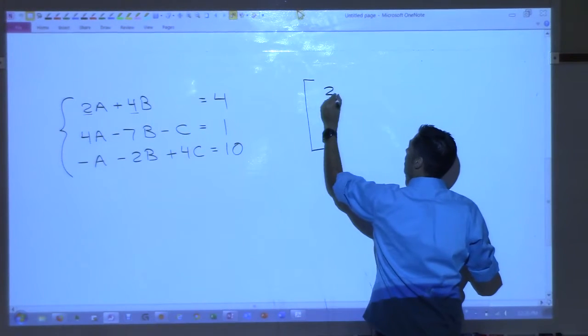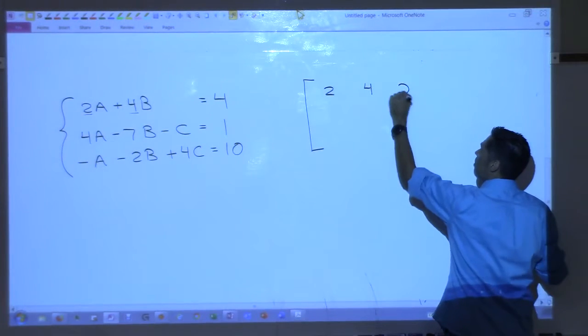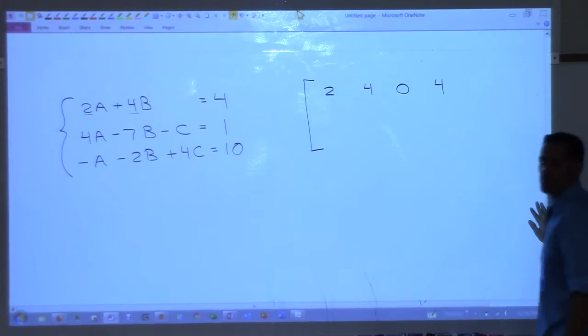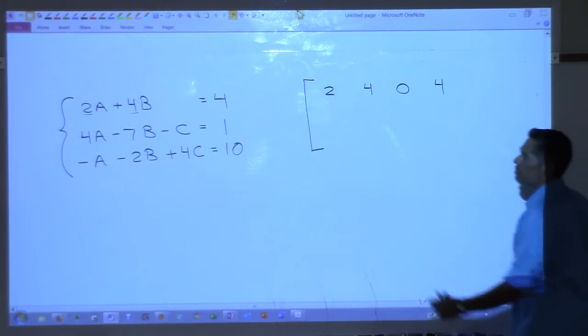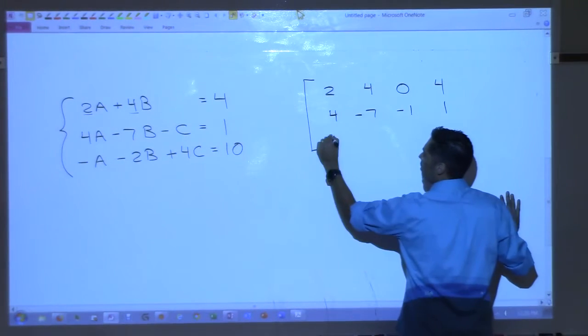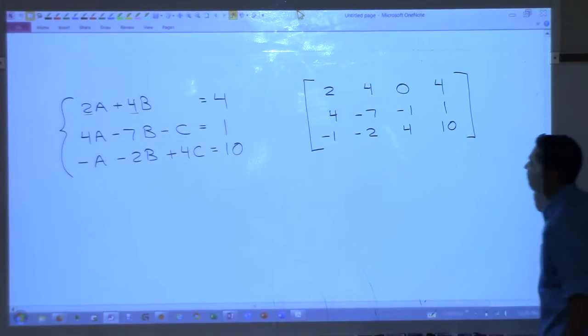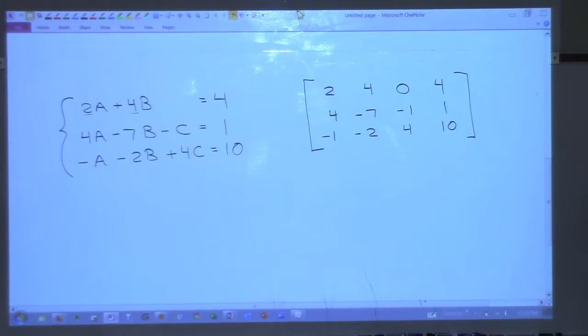So I have 2, 4, and then I don't have a C on that first one, so I put a 0 there, and then I put 4. So those are the numbers off that first row, right? And then I do the numbers off the second row: 4, -7, -1, 1, and then the last one, -1, -2, 4, 10. All right, in the matrix world, we call this an augmented matrix. We have a way of typing this into our calculators where our calculator will solve this and tell us what the answers A, B, and C are, all right?